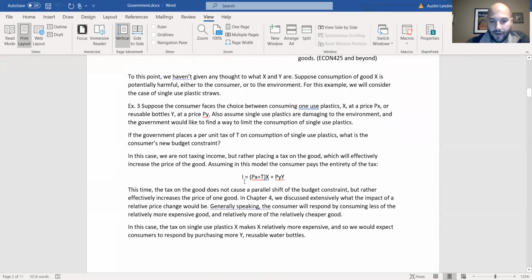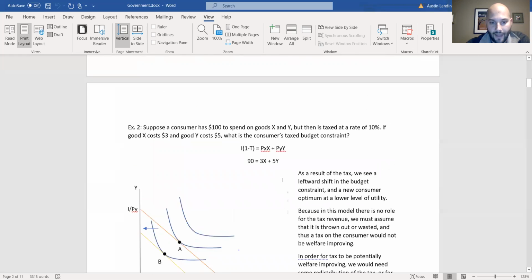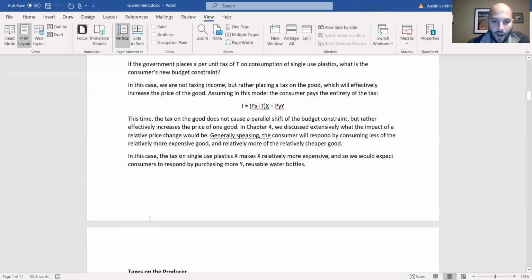Here we've got our budget constraint. Now we're not going to change income. We're just placing a tax on one particular good. In this case, it's going to be good X, the single-use plastics, which effectively increases the price consumers pay for the single-use plastics. Remember that the slope of this budget line is PX over PY, and now we've effectively changed PX. So we've changed the slope of the budget constraint. It's not a parallel shift of the budget constraint, but rather a rotation. It increases the price of one good, changes the slope, and rotates the budget constraint.